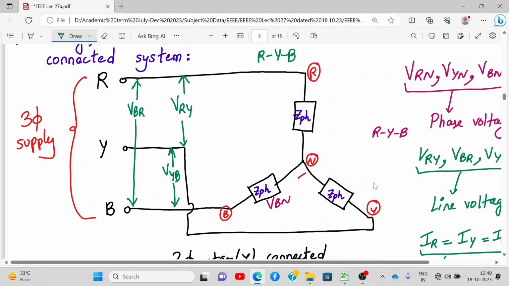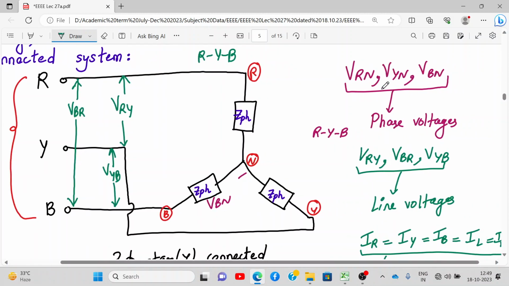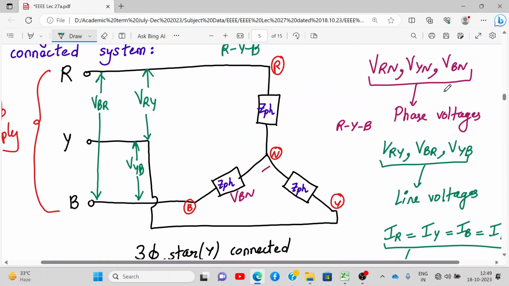So what are these things? These are line voltages or phase voltages? Line voltages. What is phase voltage? VRN. R with respect to neutral. So VRN, VYN, and VBN are measured with respect to neutral point. So write down over here VRN, VYN, and VBN. N means what? Neutral point. Are phase voltages, and VRY, VBR, and VYB are line voltages.